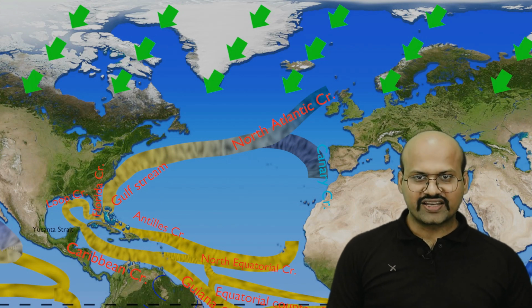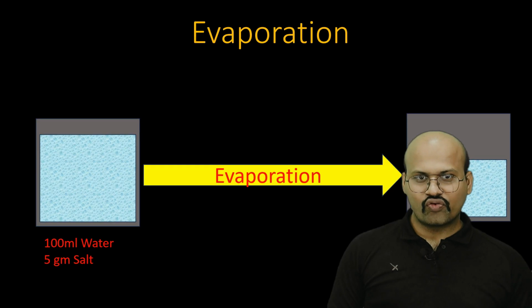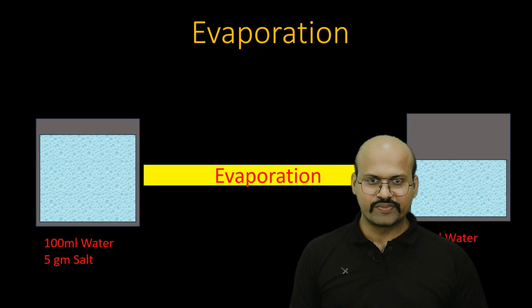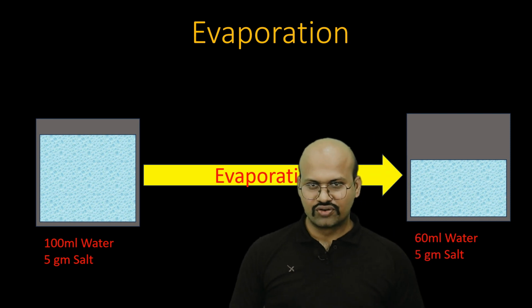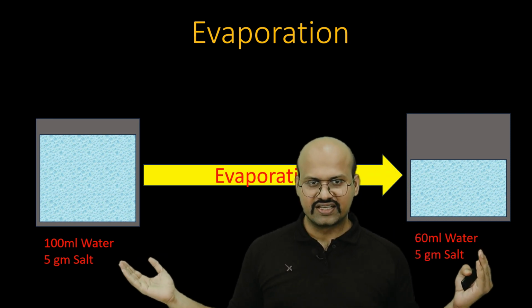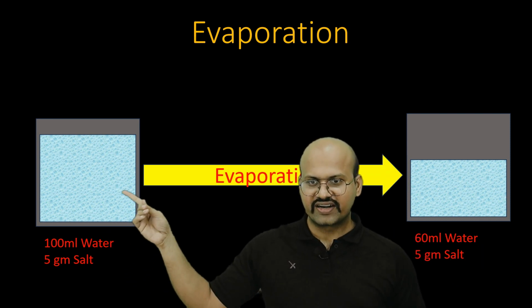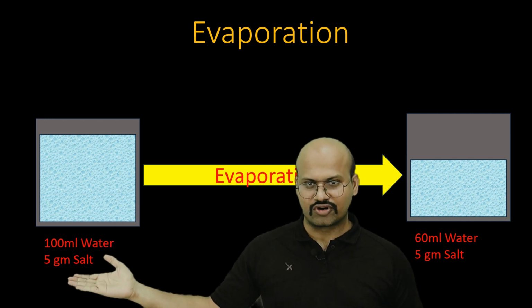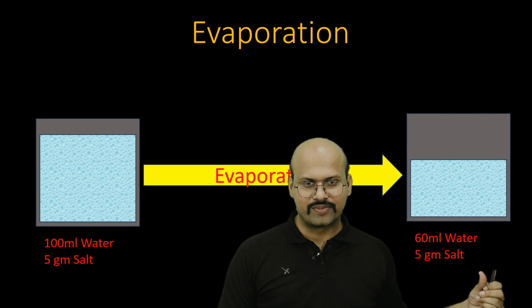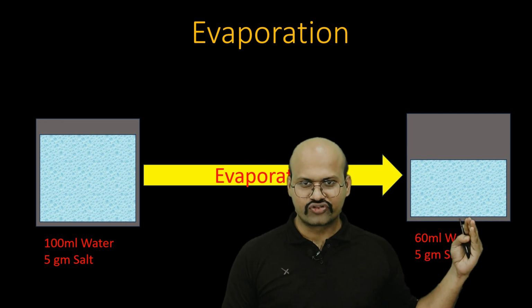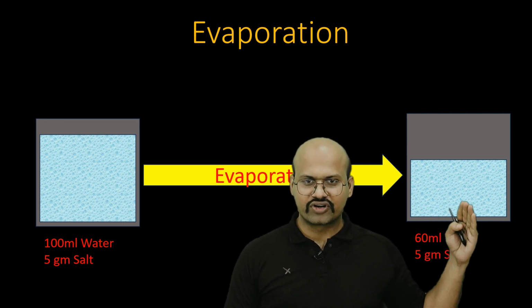Now to understand this, we have to understand the role of salinity. So what happens when these ocean currents are moving through this equatorial region or through the temperate region? They experience evaporation. And when evaporation occurs, we know that salinity increases. Here we can see that there is 100 ml water with 5 grams salt. But because of evaporation, we now have 60 ml water with 5 grams salt. So here the proportion of salt is higher. Therefore, this water is saline.